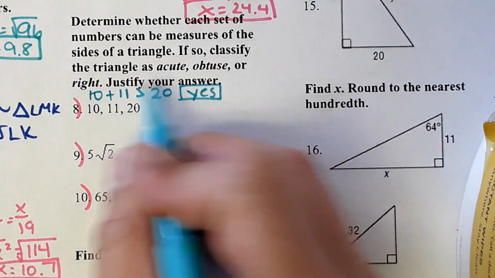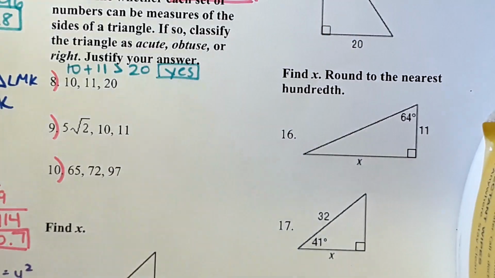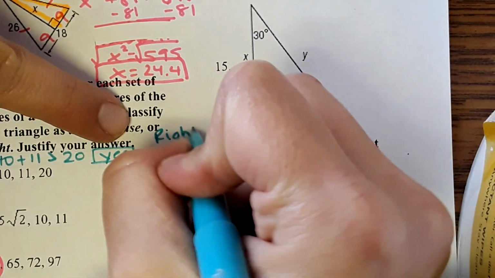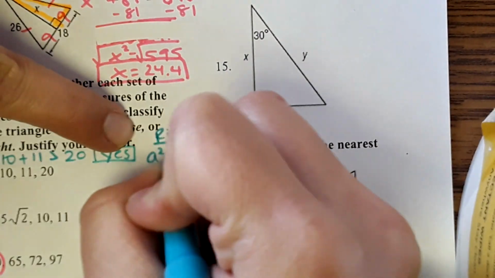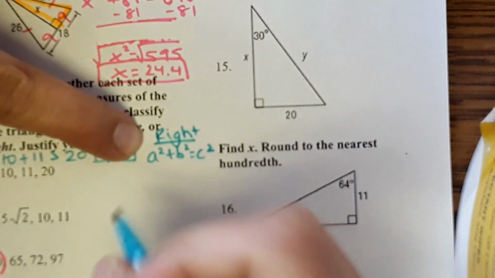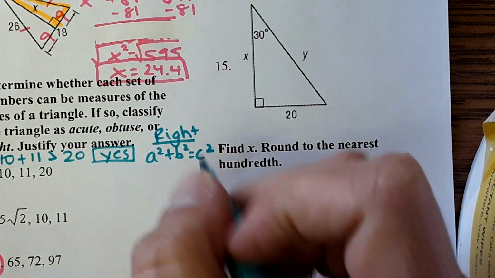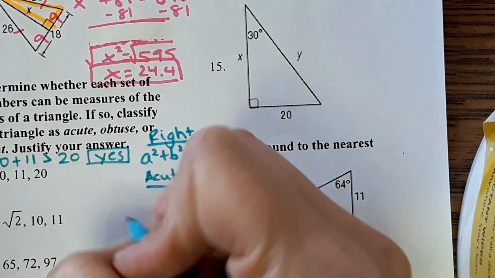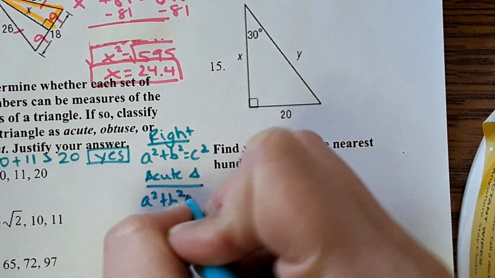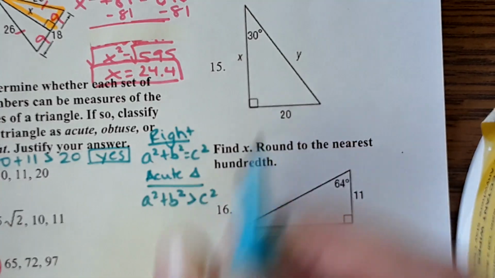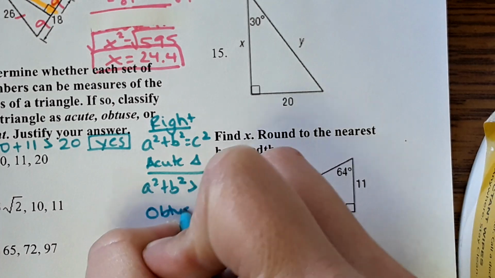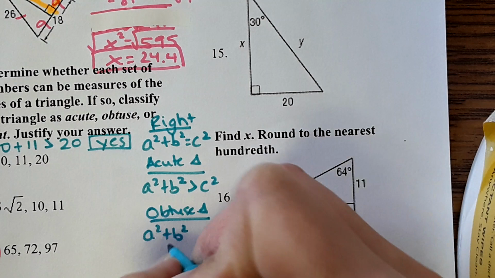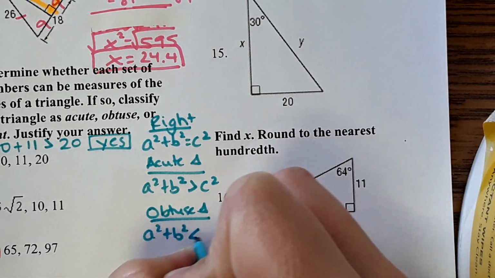Then for classifying it as acute, obtuse, or right, notes off to the side. I would write this as well, so you have it for the test. A squared plus B squared equals C squared if it's a right triangle. If it's an acute triangle, then A squared plus B squared is greater than C squared. And if it's obtuse, then A squared plus B squared is less than C squared.